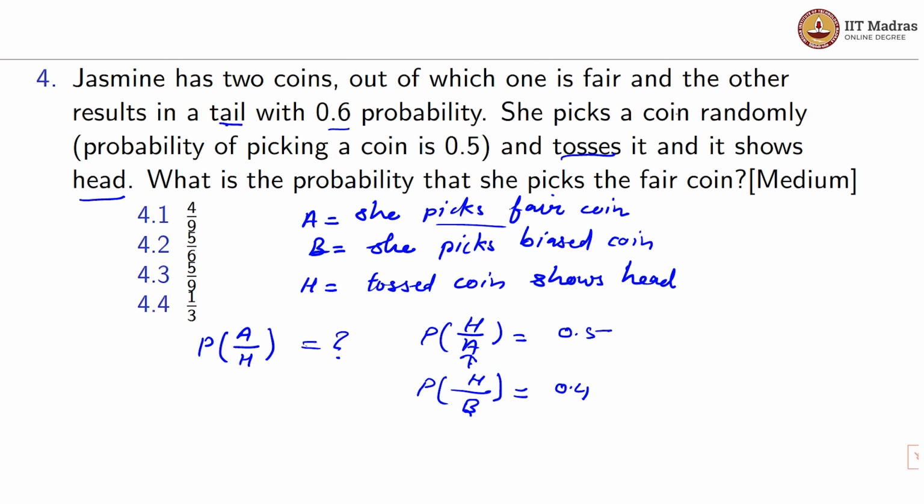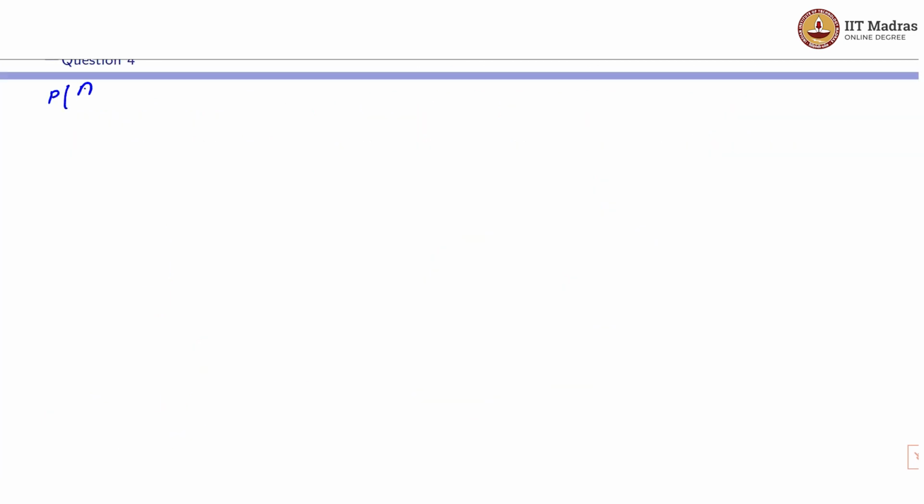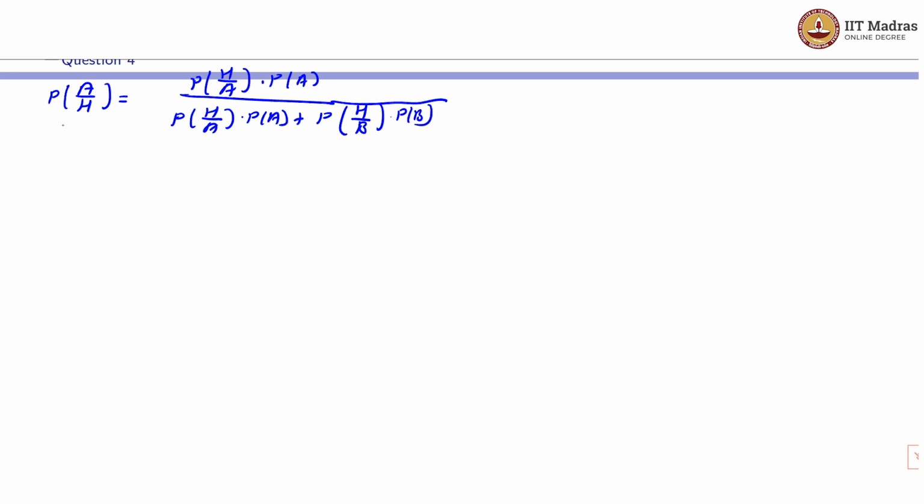Again, she chooses a coin randomly, that is, the probability of picking a coin is 0.5. That is, the probability of A, which means the probability that she picks the fair coin, is 0.5, and the probability of B, that is the probability that she chooses the biased coin, is 0.5. Now we have to find the value of P of A given H. So P of A given H we can write as P of H given A into P of A, upon P of H given A into P of A plus P of H given B into P of B. This is our Bayes theorem.